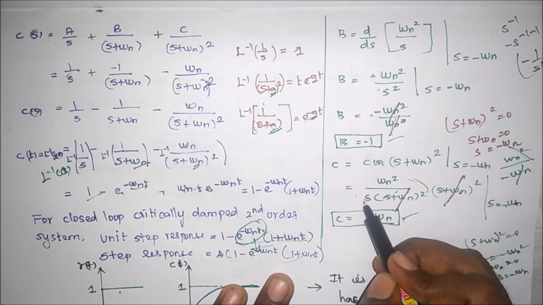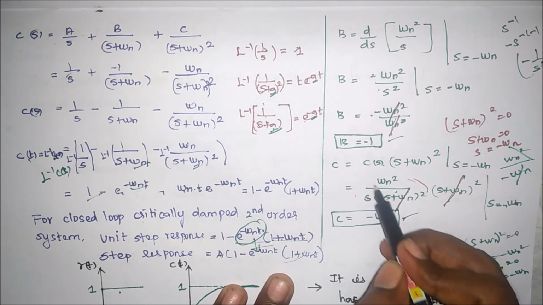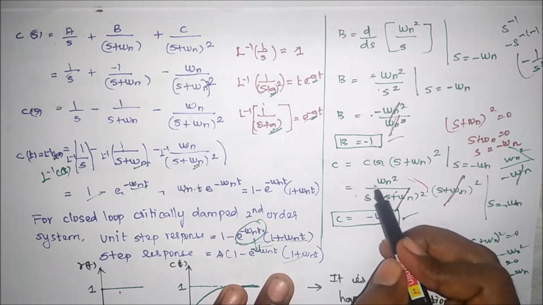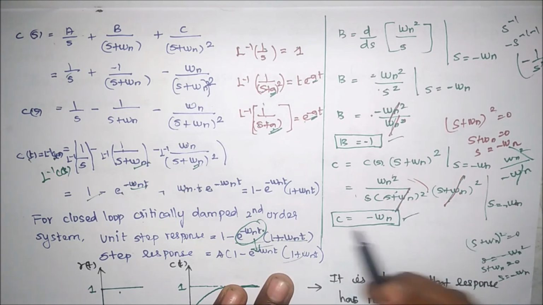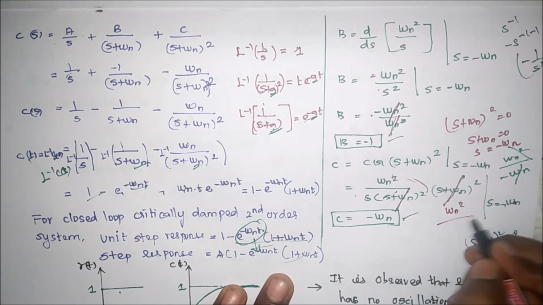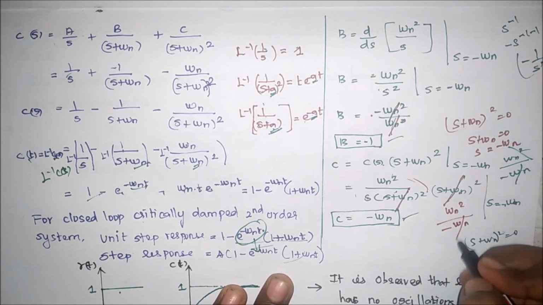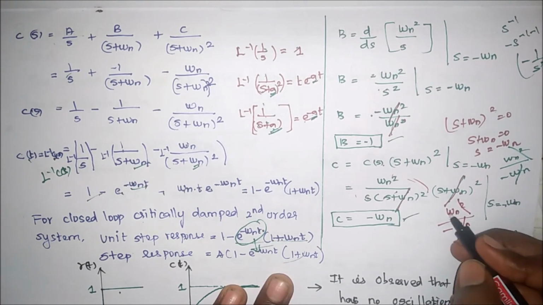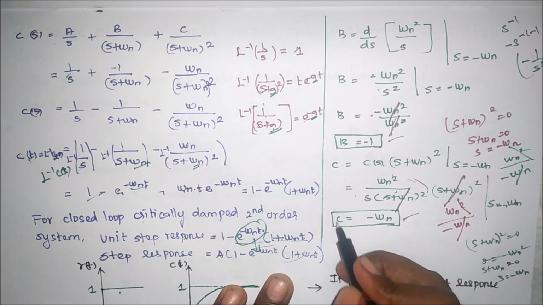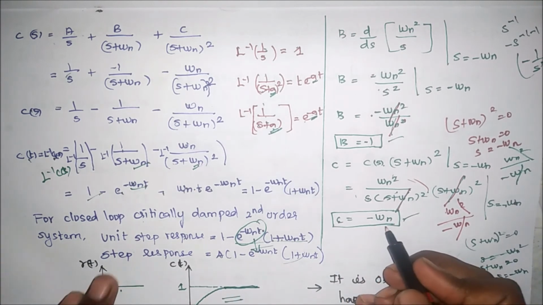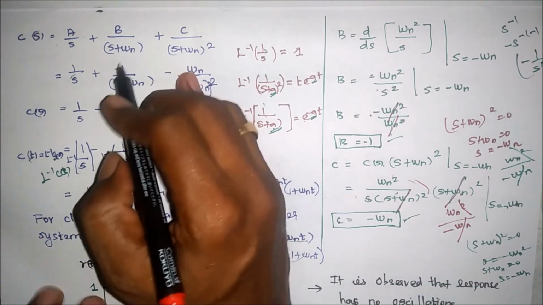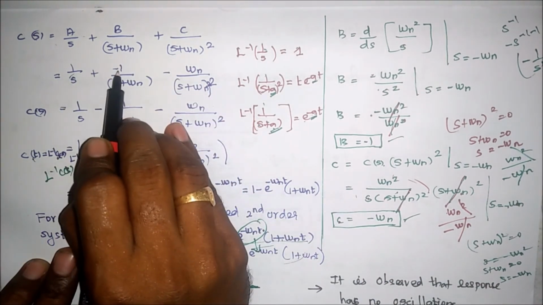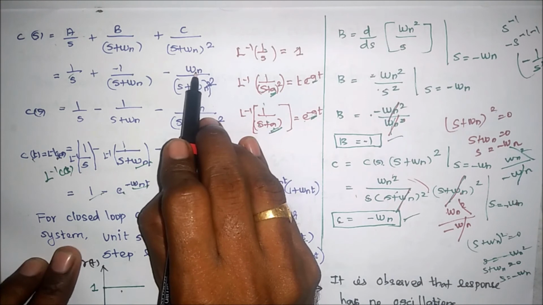So if we substitute s equal to minus omega n, we get omega n square divided by minus omega n. This omega n square will cancel. Therefore, the answer is minus omega n. C equal to minus omega n. So far we obtained the a, b and c values. We have to substitute a equal to 1, b equal to minus 1, c equal to minus omega n.